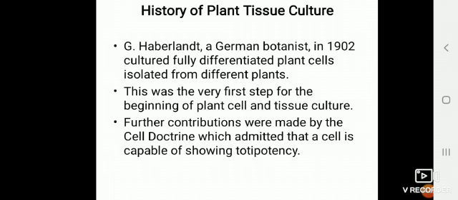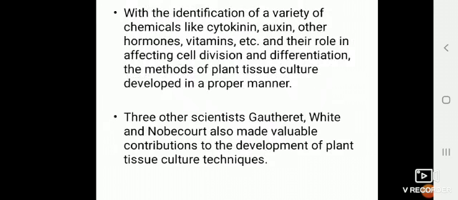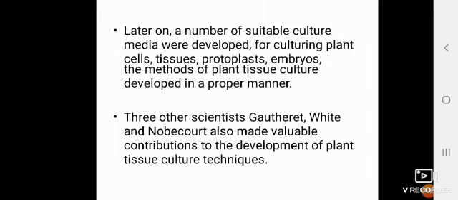Further contributions were made by the cell doctrine, which admitted that a cell is capable of showing totipotency. With the identification of a variety of chemicals like cytokinin, auxin and other hormones, vitamins etc., and their role in affecting cell division and differentiation, the methods of plant tissue culture developed in a proper manner. Three other scientists, Gautheret, White and Nobecourt, also made valuable contributions to the development of plant tissue culture techniques.